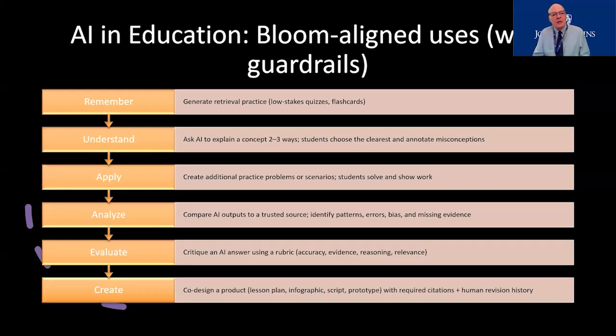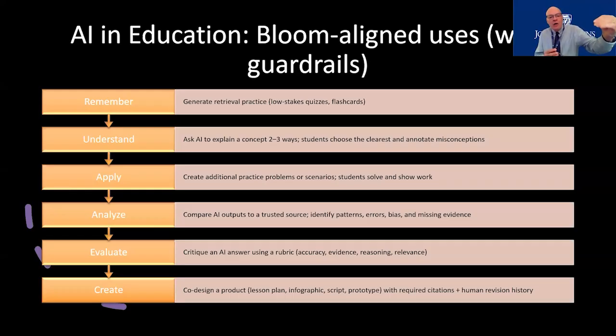Moving up on Bloom's taxonomy, we go to the understand level. We ask AI to explain a concept in maybe two to three different ways, and students choose the clearest way, and they annotate any misconceptions that the AI output might have. And this is a key part. The key part to all of this is how we can begin to use AI as a thought partner in learning design. So this is incredibly important, and this is kind of a new phase since I have, as faculty, been teaching advanced instructional strategies. I have begun, in this course, to show how AI has had an impact in learning design.